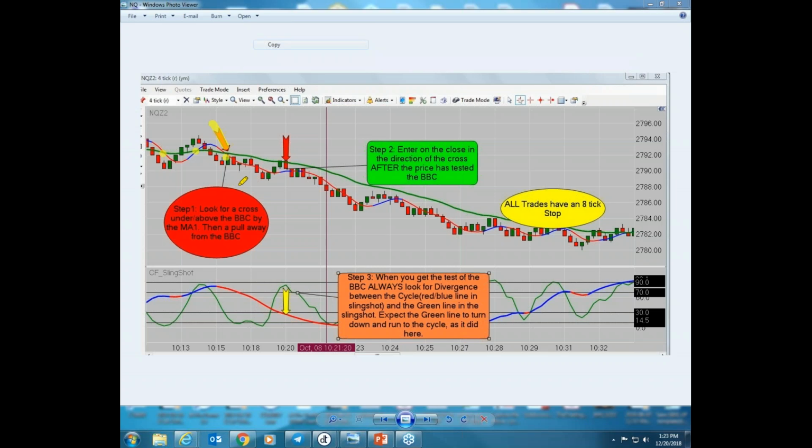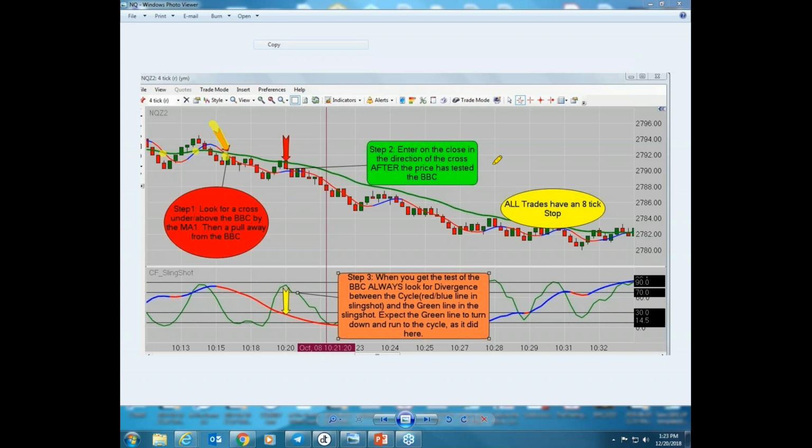I do want you to think about colors, because in the end, what we want is everything to be the same color. We want the MA1 to be red. We would like to see a red candle, which is a down close. We're going to want to see a red cycle, which I'll go over shortly. We want everything to be the same color because that puts the probabilities stacked in our favor. So step 1 is the cross, and this one is a bearish cross because the MA1 is red.